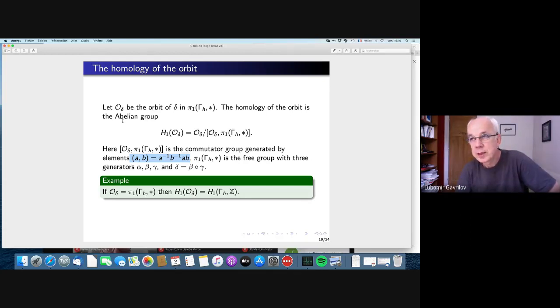If you have a fundamental group, that is to say, if you have an orbit which is equal to everything, that is to say equal to the fundamental group, you just get the definition of the usual homology of the Riemann surface. Okay, this is the example that you see. So we are interested in this homology for the following reason.